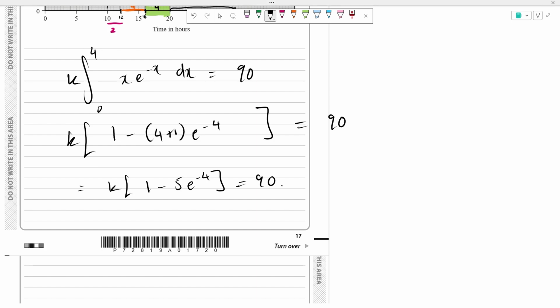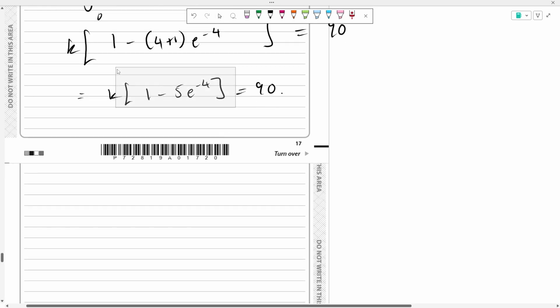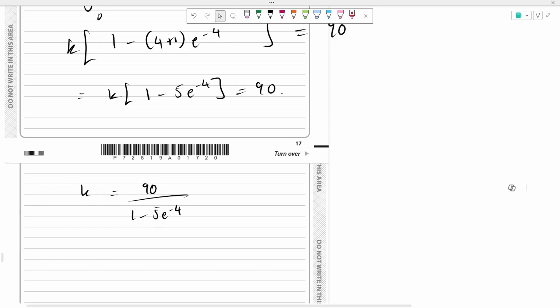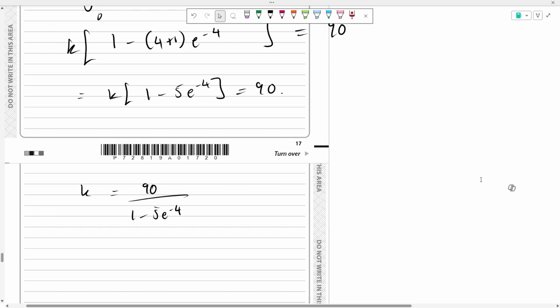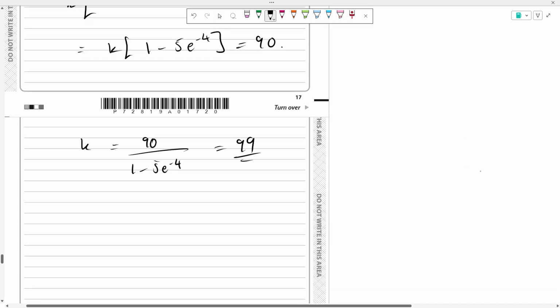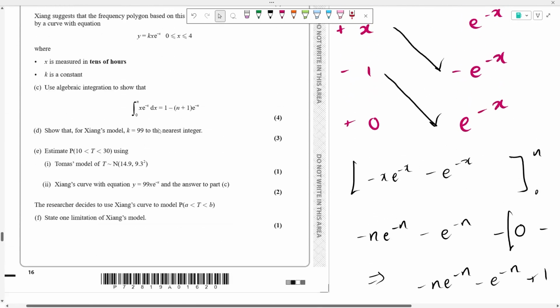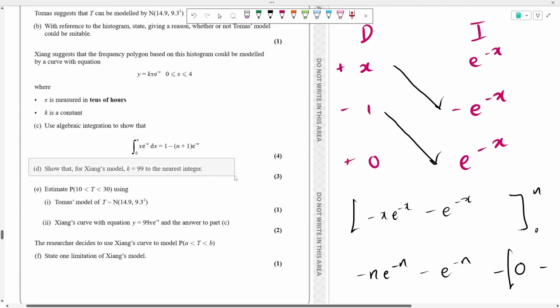Now we need to solve for this, and we can just divide by this because it's a constant. This number inside the brackets is just a number. We have no unknowns. So we can just do k is equal to 90 divided by (1 - 5e^(-4)). In our calculator, if we type in 90 over 1 minus 5e to the minus 4, we get 99, which is great. I think that's what the question was asking for. Yes, that is equal to 99.